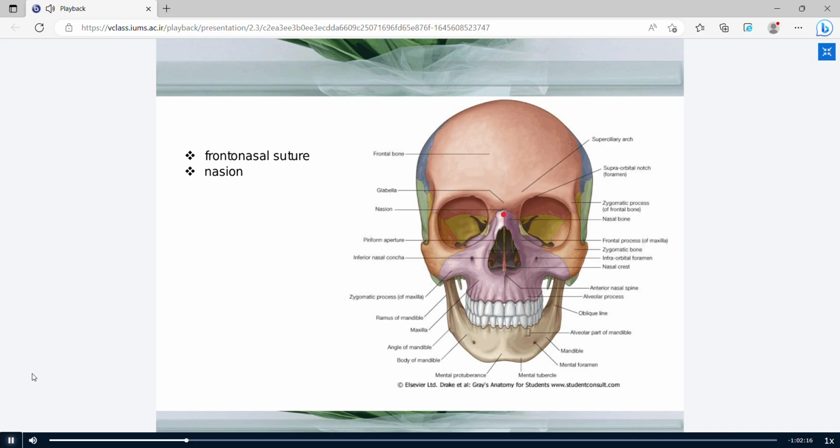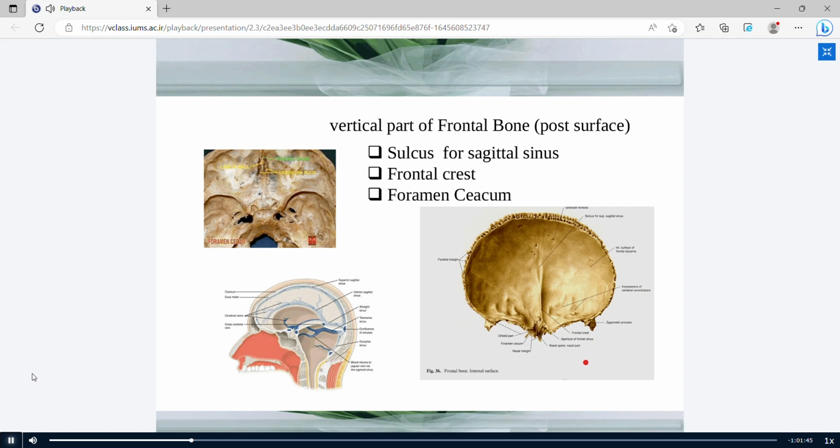There is a suture between the frontal bone, nasal bone, and maxillary bone. The name of the suture is the frontonasal suture, and the midpoint of this suture is called the nasion. It's very important: the midpoint of the frontonasal suture is called the nasion.